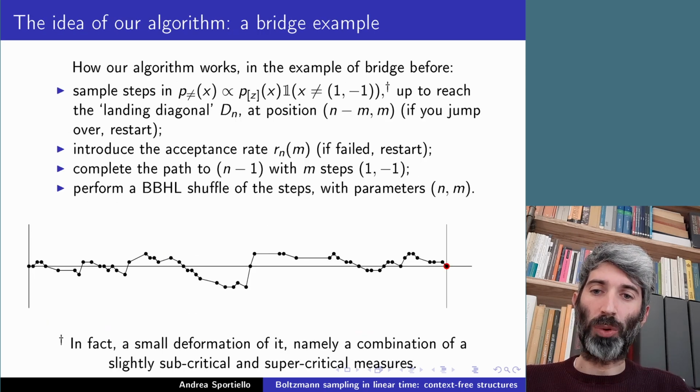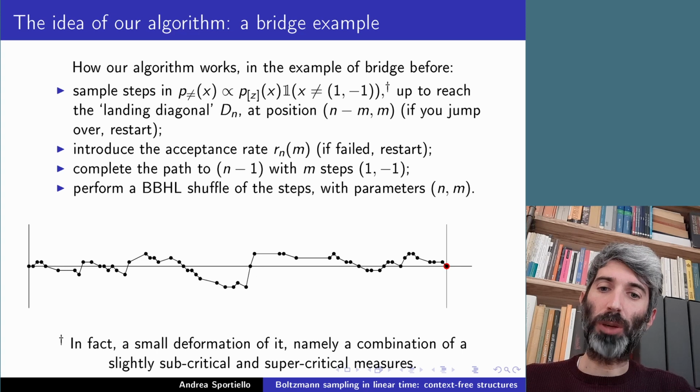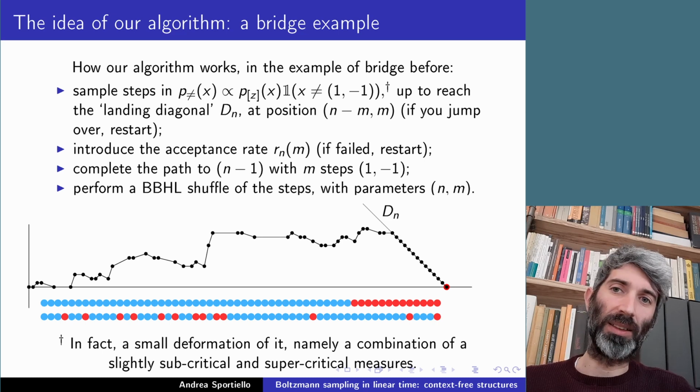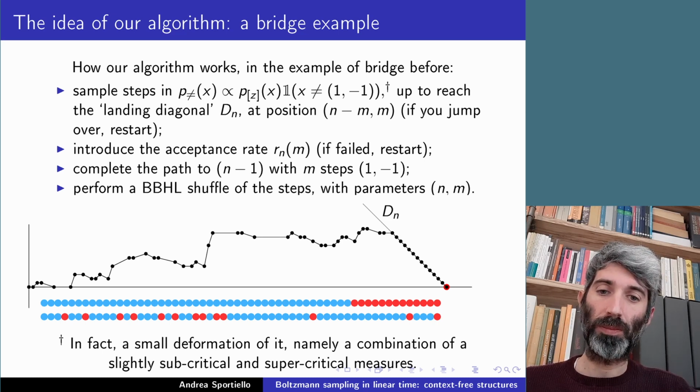So let us first illustrate our algorithm with the example of bridges that we had before. What's an idea that can accelerate the Boltzmann method? First of all, we single out one type of step. We single out, in this case, the step 1, minus 1. We sample random steps, not from the initial distribution, but from one from which the special step has been removed. So in that case, we have a walk that has a slightly positive drift. And then again, you stop at some point.